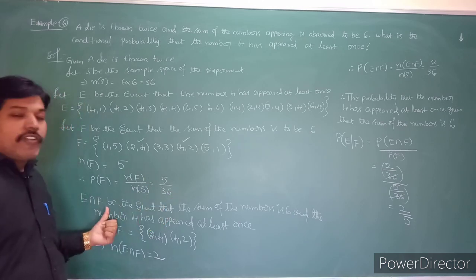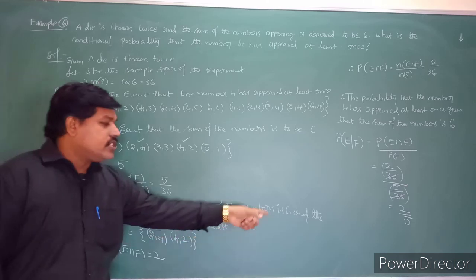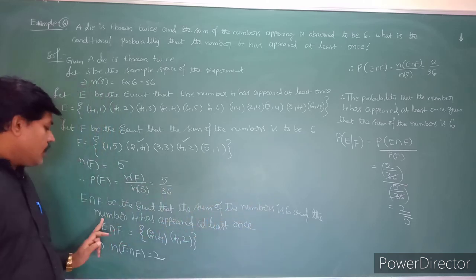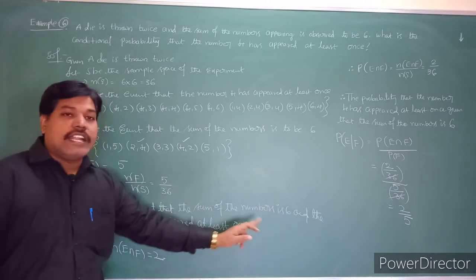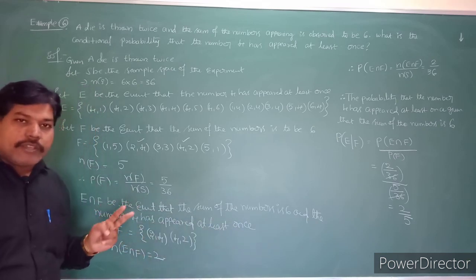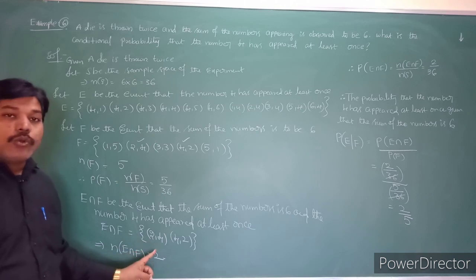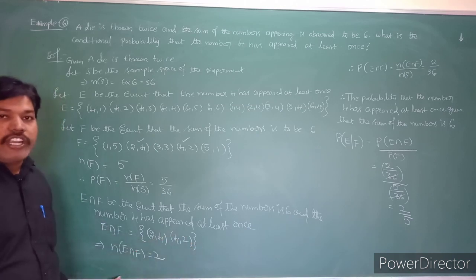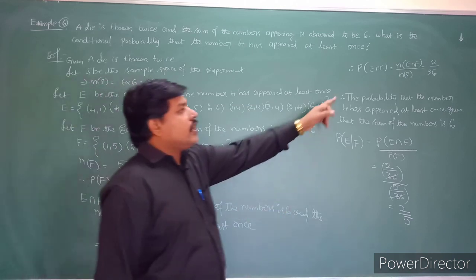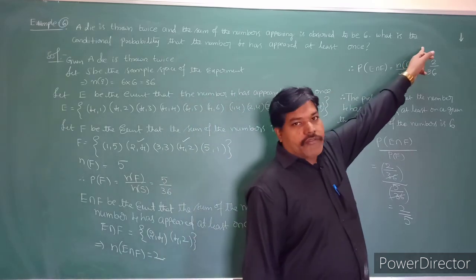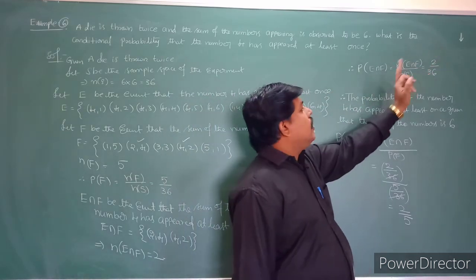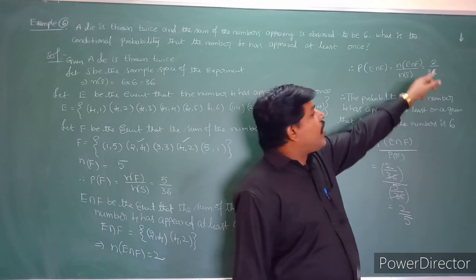E intersection F. What is E intersection F? It is the event that the sum of the numbers is 6 and the number 4 has appeared at least once. So you have to get the sum as 6 and get 4 at least once. What are the possibilities? 2 comma 4 and 4 comma 2. So N of E intersection F is 2. So probability of E intersection F is N of E intersection F by N of S, that is 2 by 36.